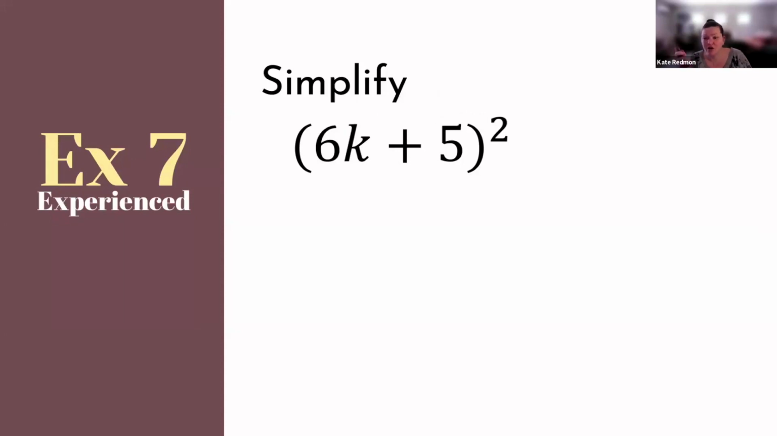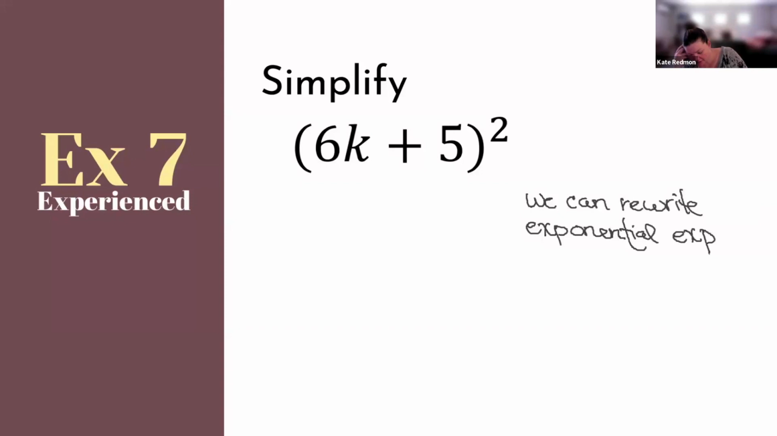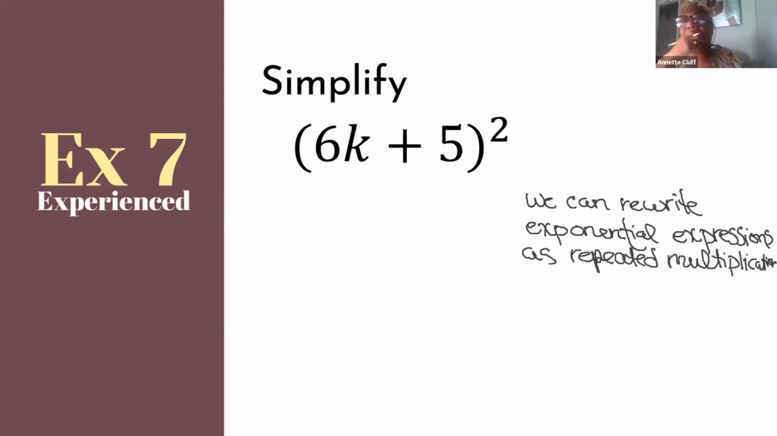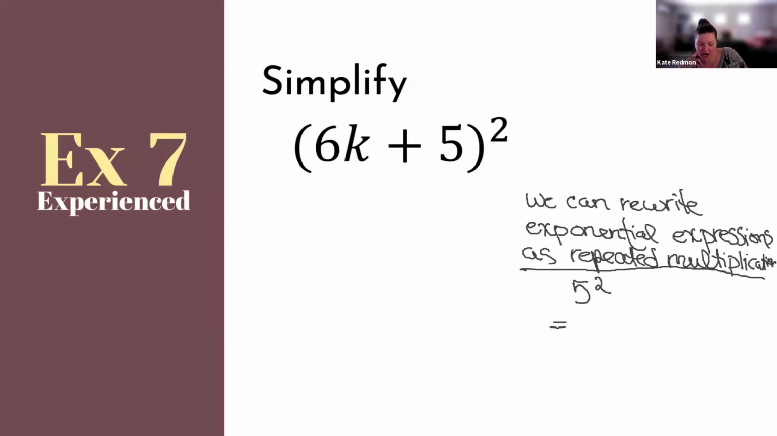However, we do know how to rewrite exponential expressions as repeated multiplication. Do you remember how if we had an exponential expression like just 5 squared, we said, oh, hey, we could rewrite that as 5 times 5. It doesn't matter how ugly the thing is that's being squared. We can still rewrite like this.